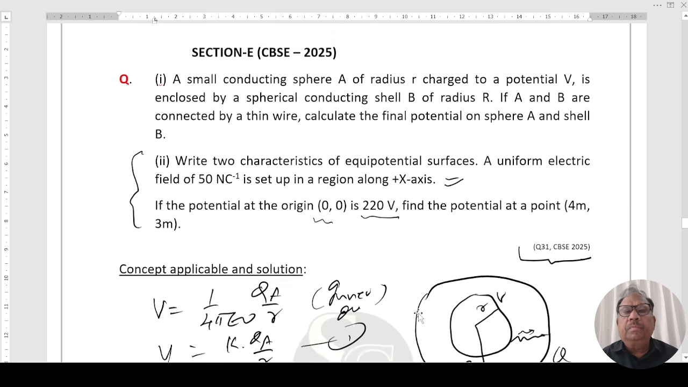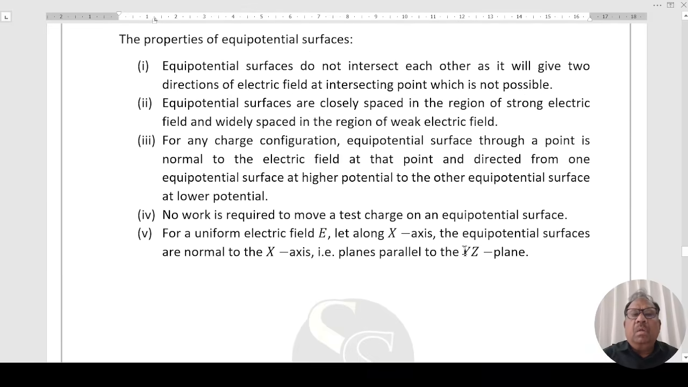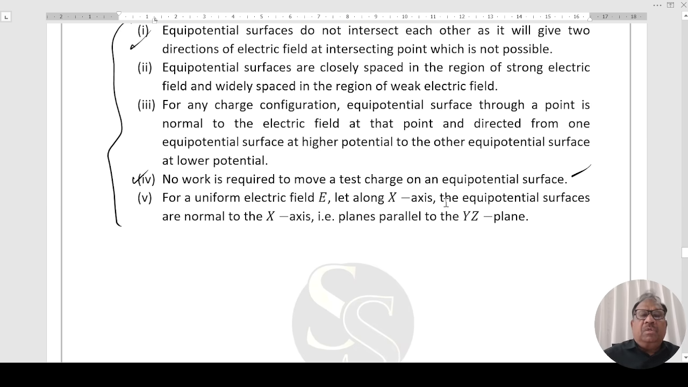Now, second part. Write two characteristics of an equipotential surface, and this numerical. A uniform electric field of 50 newton per coulomb is set up in a region along the x-axis. If the potential at the origin is 220 volt, find the potential at the point 4 meter, 3 meter. Properties of equipotential surfaces, we can write any two. Equipotential surfaces do not intersect each other, as it would give two directions of electric field at the intersecting point, which is not possible. You can add that no work is required to move a test charge on an equipotential surface. You can go through all and write any two. Right? Next.